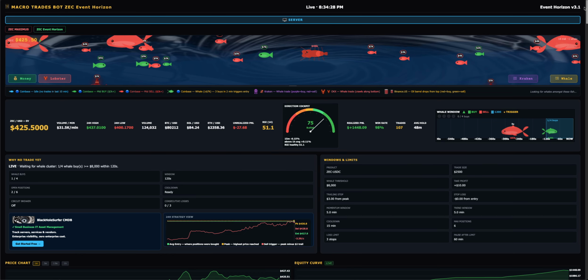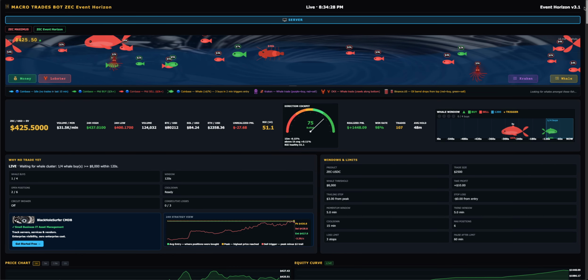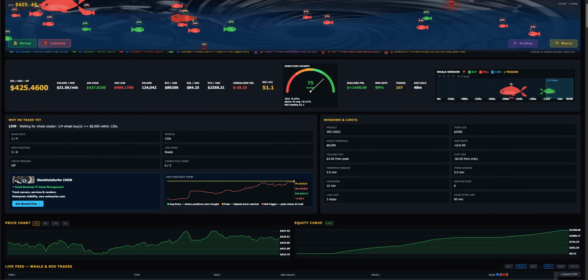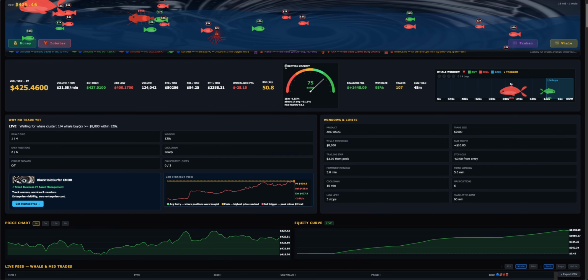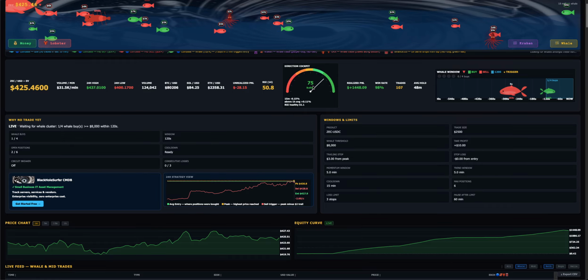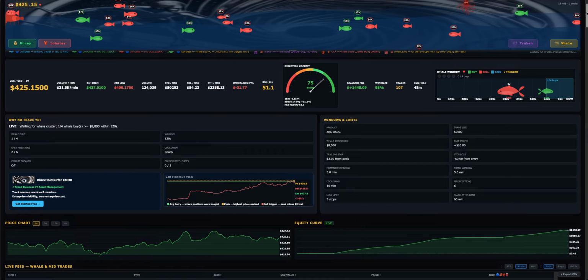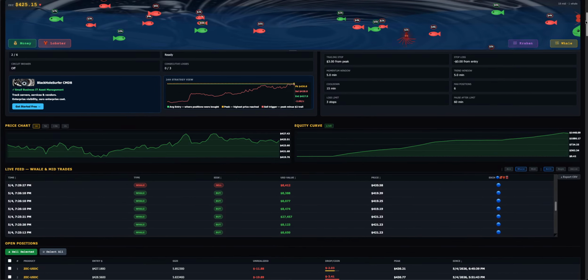Okay. So we have way too many whales going across, so nobody's gonna be buying. Although the direction cockpit looks like it's gonna go up. So this may be a good time to buy, but we need to see whales. So when we don't see whales, we're not buying, period.